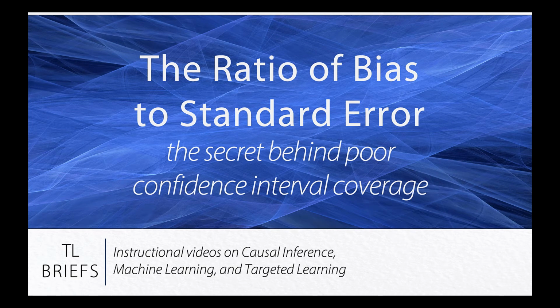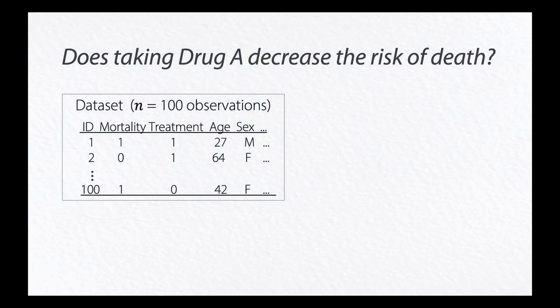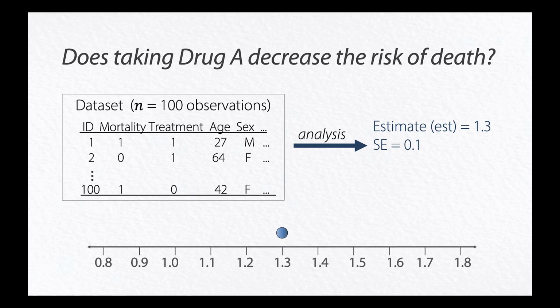In this targeted learning brief, we'll discuss how the ratio of bias to standard error affects confidence interval coverage. Statisticians analyze data in order to learn something about the world. For example, we might want to know whether a new drug decreases mortality, so we analyze data to estimate a parameter of interest, such as a risk difference.